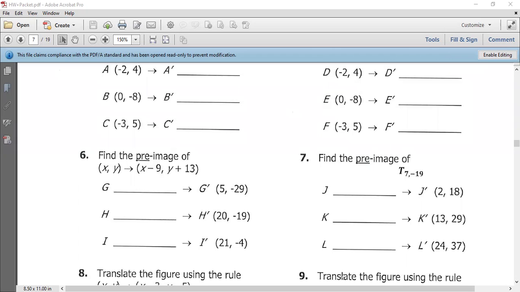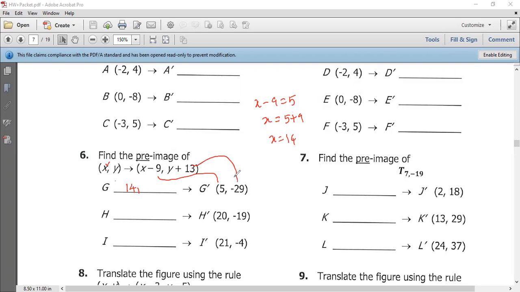So the first question is G. You have to find the value of G, so G of this x and y. So I have to find the values of x and y. So here your G dash is what? x minus 9 is equal to 5. Then x will be 5 plus 9, so x will be 14. So your x value is 14.